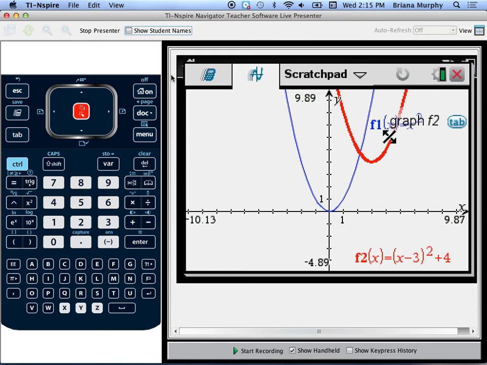Same. Wait, for E, did you get up 4 spaces? Yes. And then for B, did you get right 4 spaces? I got right 3 spaces. So let's look. See, here's 0, and I went over 1, 2, 3. Do you see how that's right here, my vertex? Yeah. Okay.